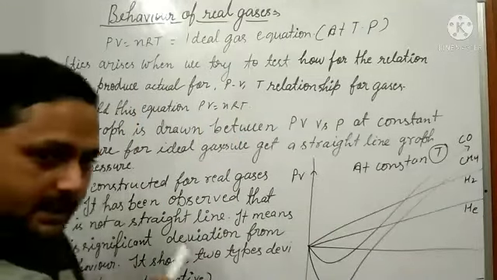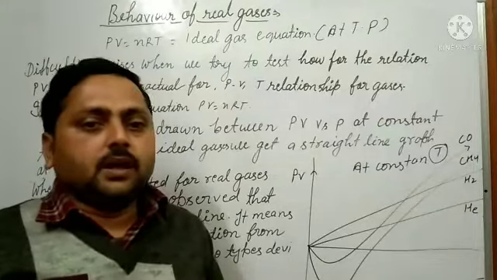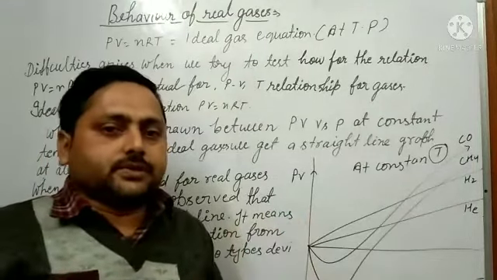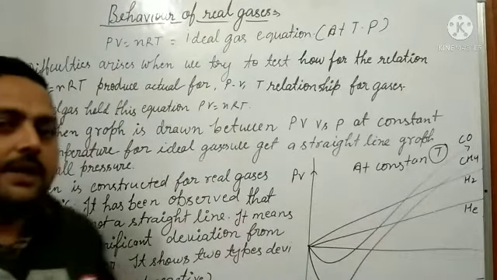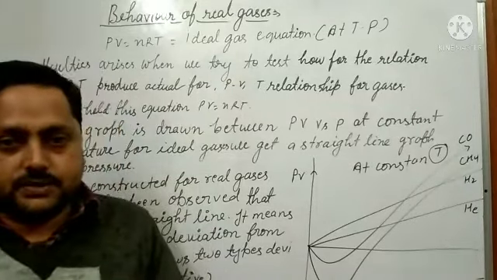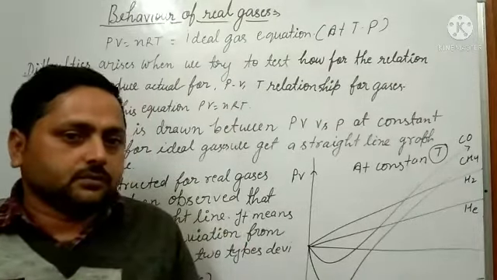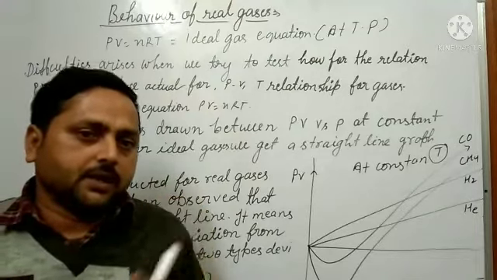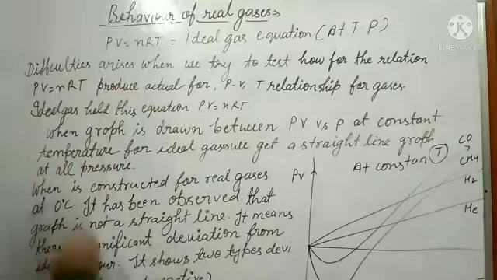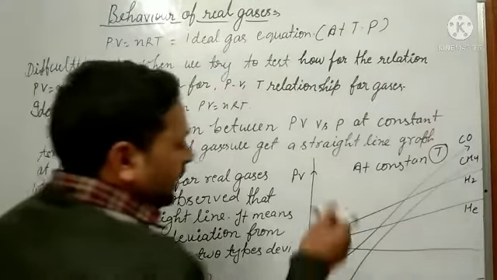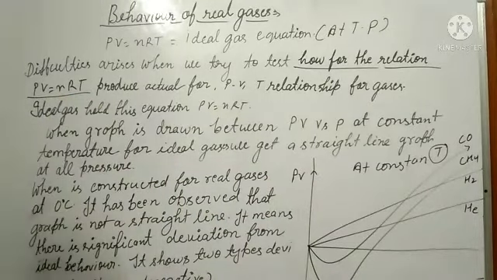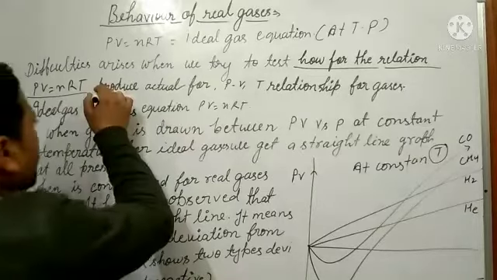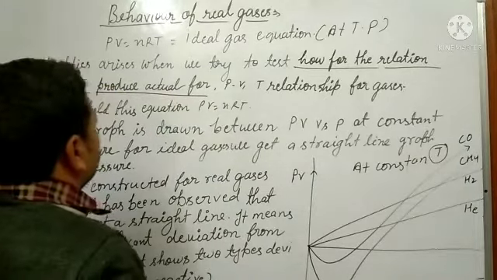When we try to test whether real gases follow this ideal gas equation, difficulty arises. When we draw a graph, some difficulty also arises. Let us see here. Difficulty arises when we try to test how far the relation PV = nRT holds for actual gases.